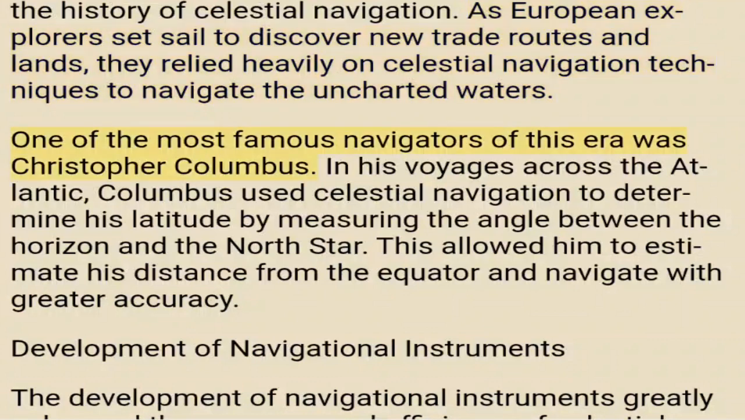One of the most famous navigators of this era was Christopher Columbus. In his voyages across the Atlantic, Columbus used celestial navigation to determine his latitude by measuring the angle between the horizon and the North Star. This allowed him to estimate his distance from the equator and navigate with greater accuracy.